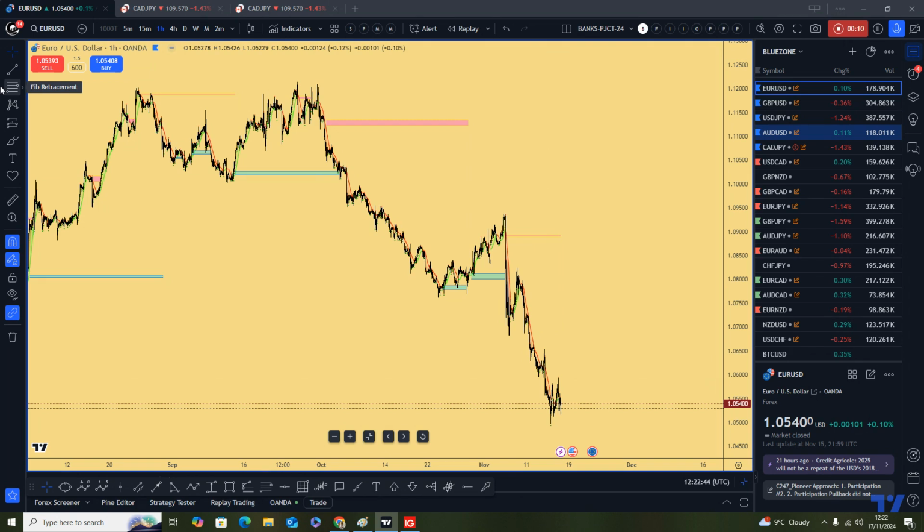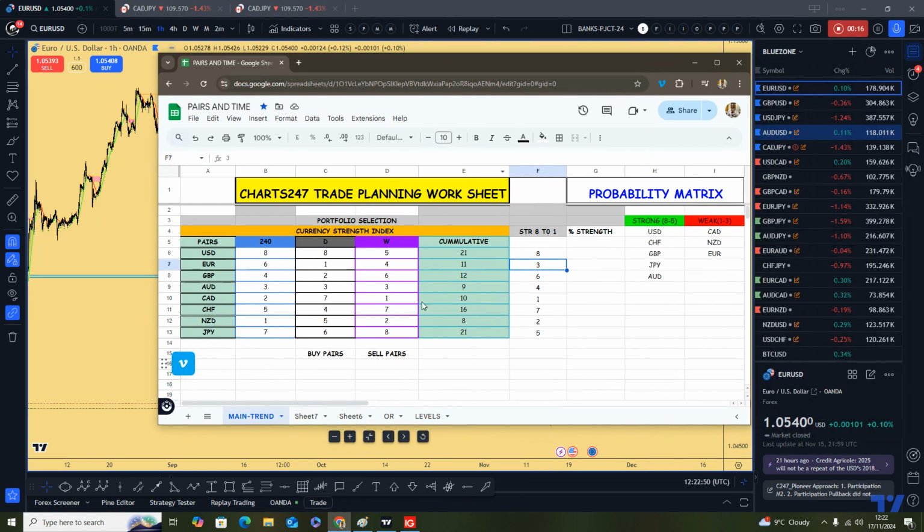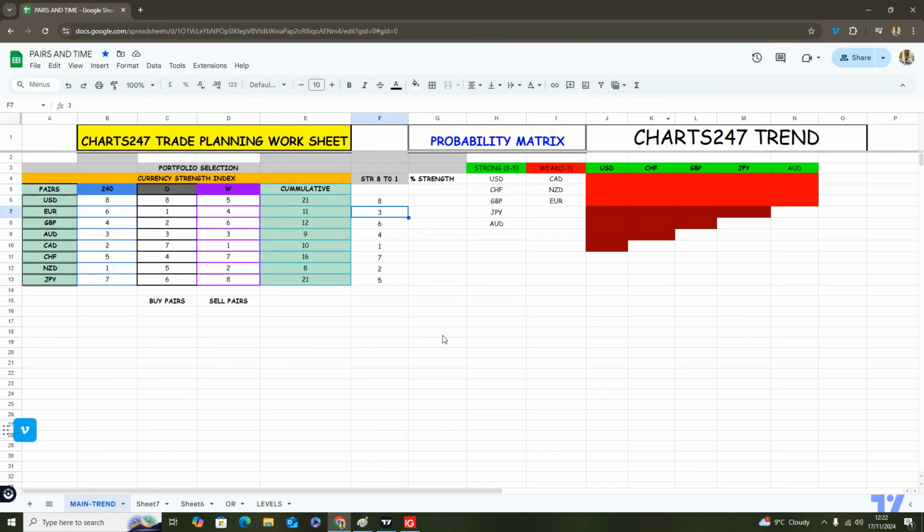Today, we're doing the weekly trade planning session. A couple of things we like to do is the portfolio selection. And last week's numbers, actually, we have a slight change in the euro and the US dollar. The US dollar became the strongest on the daily chart, and the euro dropped 2 points. Euro is now the weakest on the daily chart. So this is what we have. The strongest is the US dollar, followed by Swiss, pound, JPY, Aussie, then the CAD, New Zealand, and the euro.